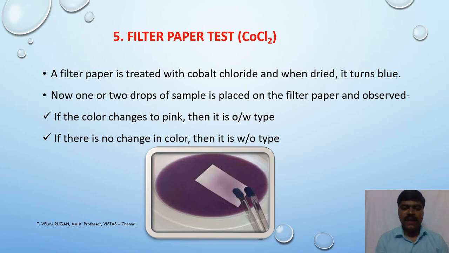Yeah, fifth one, filter paper test. This filter paper test is simple. Filter paper is treated with cobalt chloride, and when dried, it turns blue. So now you have a filter paper in the color of blue. Now one or two drops of the sample are placed on the filter paper and observed.